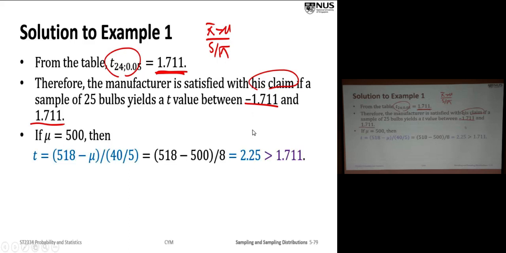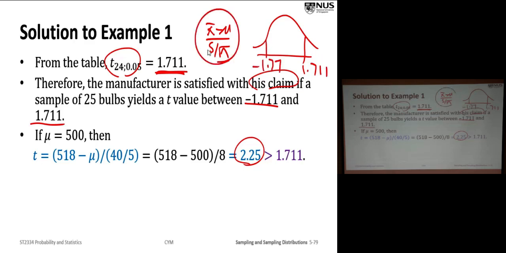So we compute it, and it turns out to be 2.25, all right? What does that mean? It means that it is beyond the range. So the manufacturer says that, okay, if the realization of this quantity lies between 1.711 and minus 1.711, then we say that mu equals 500, that's his claim. His claim is okay. But once it goes beyond it, it's here or it's here, then something is wrong. Not something wrong. His claim is not a valid one. We have doubt about his claim.